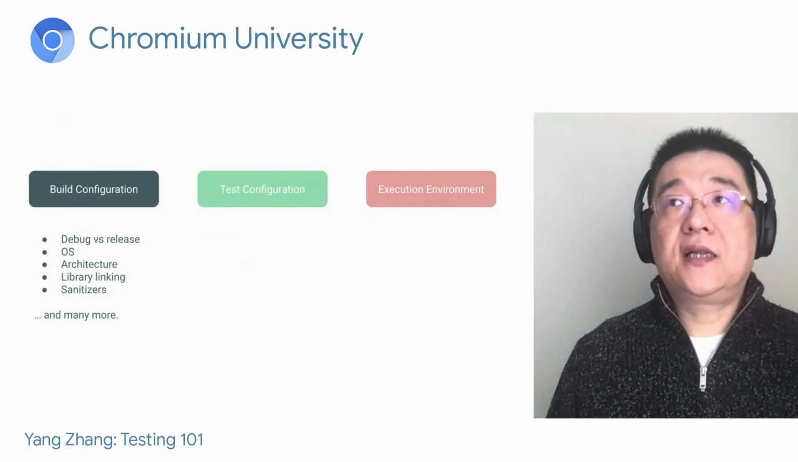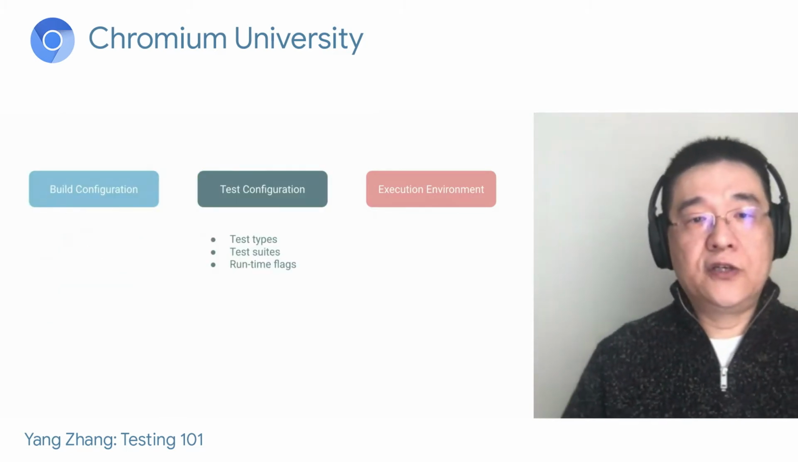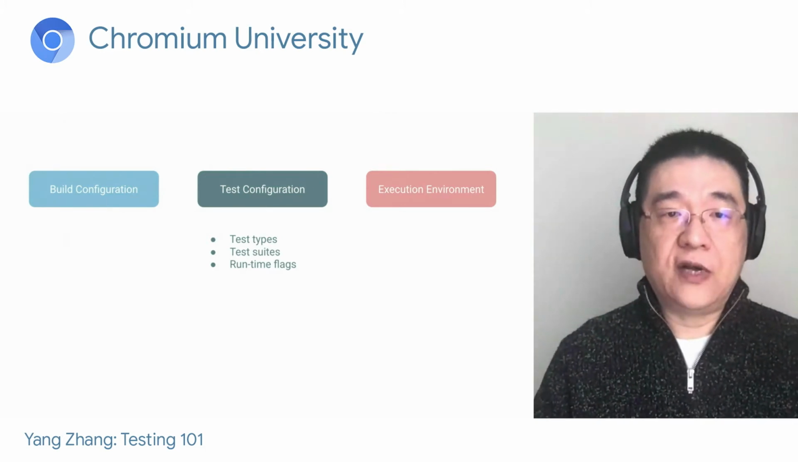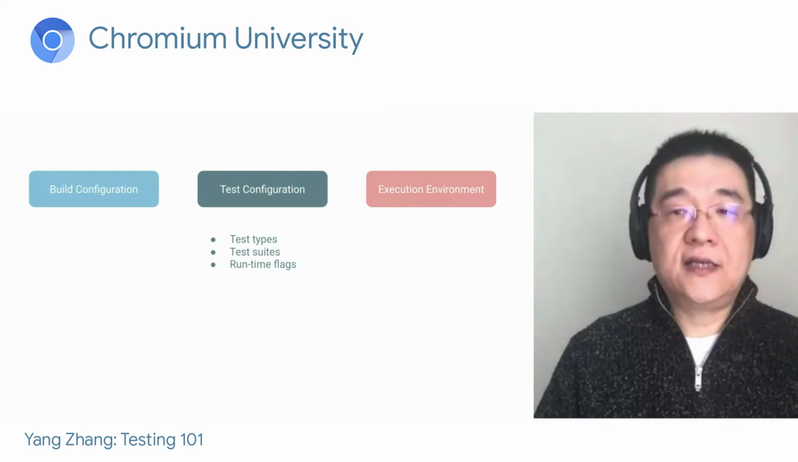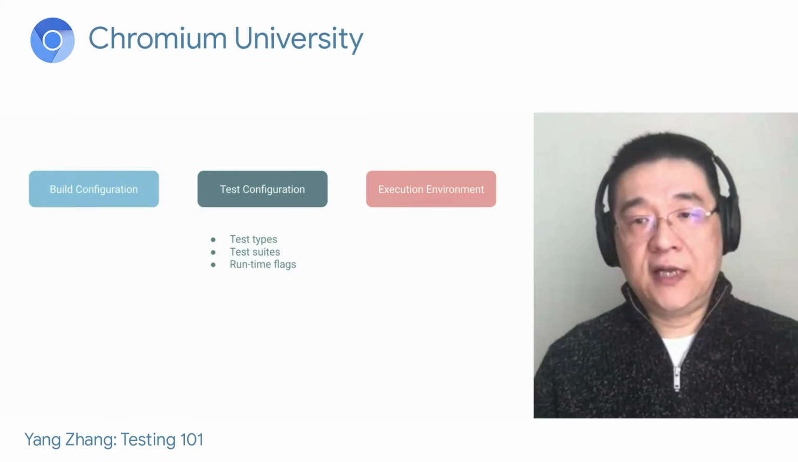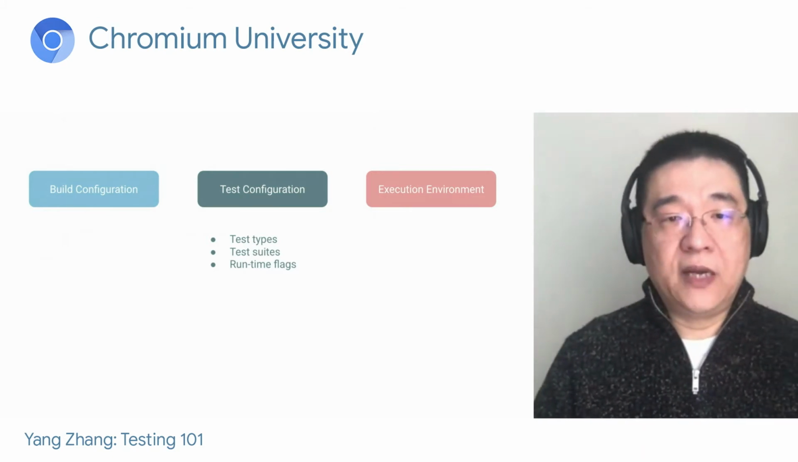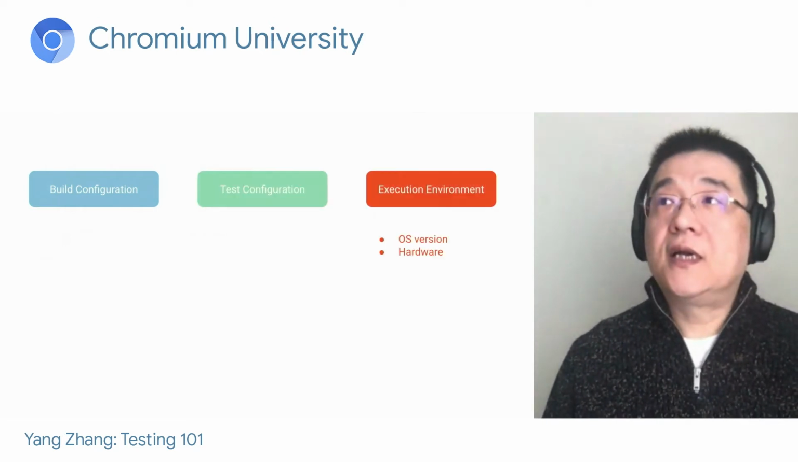Next is the test configuration. In this configuration, you check the test types. This could be a performance or functional test, and the test suites. Also the runtime flags: if some things are experimental, you set up the flag and make sure the flag is functional there.